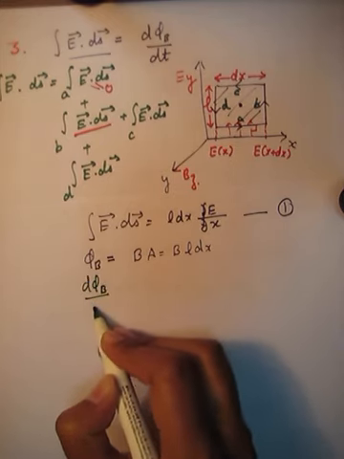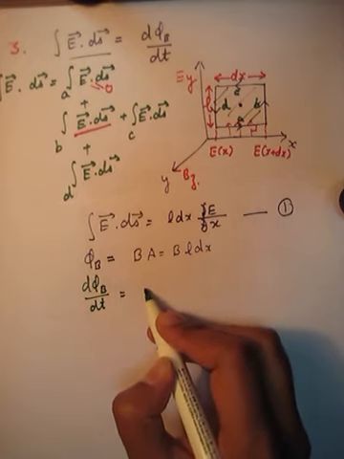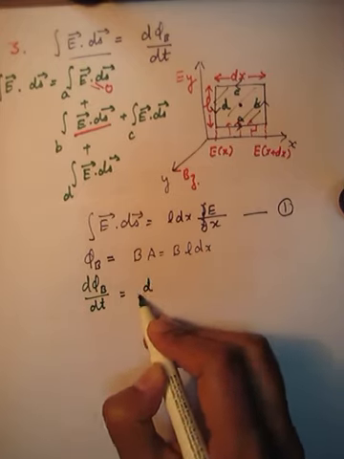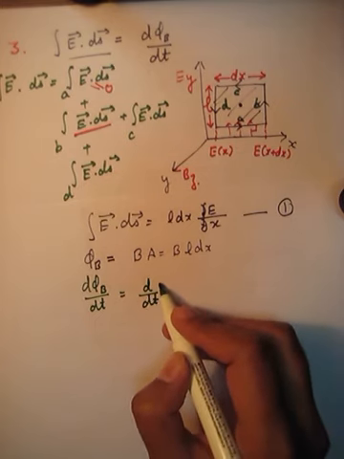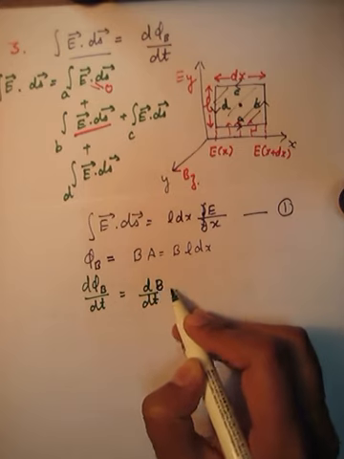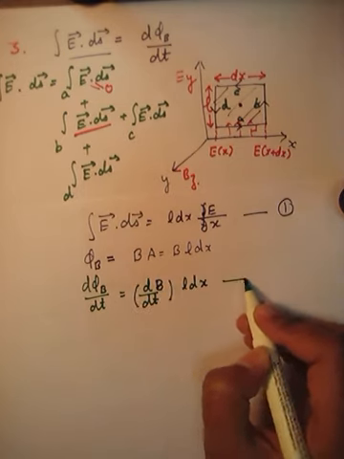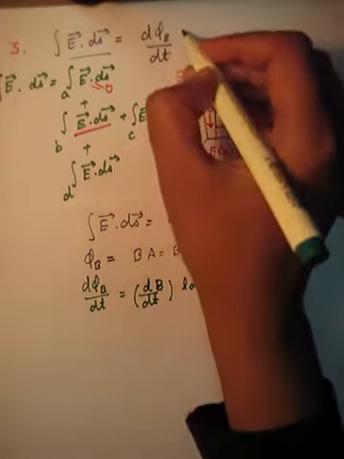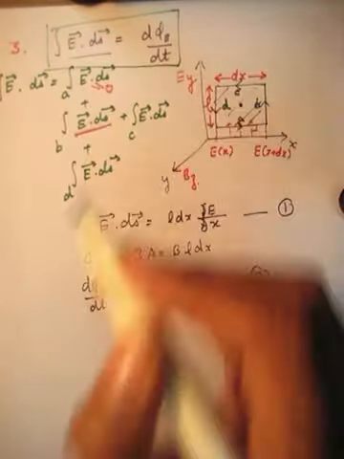Therefore, if we take a derivative of this, it will be d/dt of B L dx. Let's say this is equation 2, and this was our original equation.